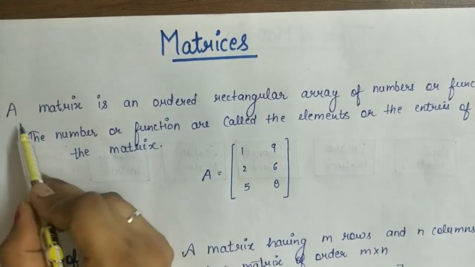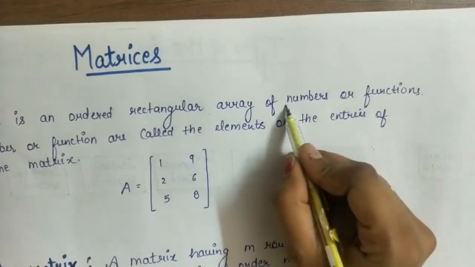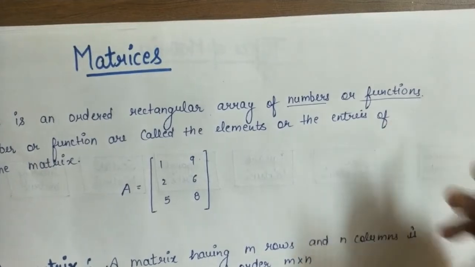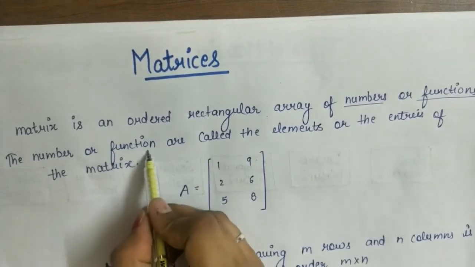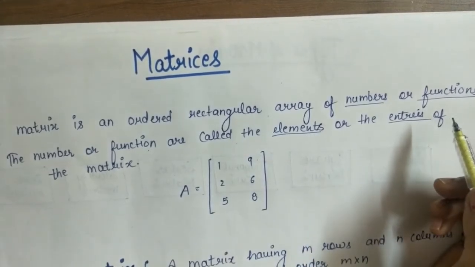आज की वीडियो में हम मैट्रिसेस और उसके टाइप्स को डिफाइन करेंगे। What is a matrix? A matrix is an ordered rectangular array of numbers and functions, and the numbers or functions are called the elements or the entries of the matrix.